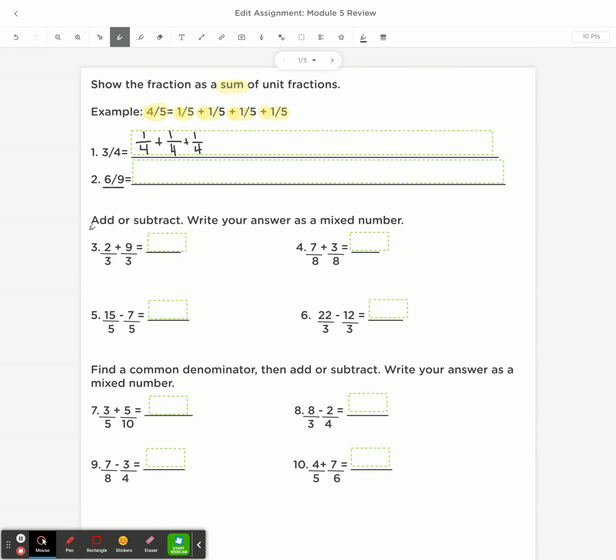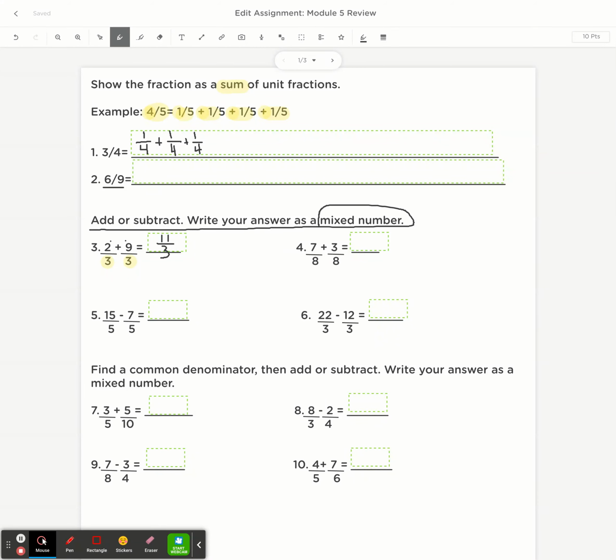Next section, the directions tell us to add or subtract and write your answer as a mixed number. So we will probably end up with an improper fraction, and we will have to change it to a mixed number. So I'm going to show you guys number 3, and then you guys will do 4, 5, and 6 on your own. So number 3, I'm going to check the denominators first, and I see that they both have the same denominator. So that means that my denominator is not going to change. It's going to stay as 3. And I'm just going to add my 2 numerators together. So 2 plus 9, which equals 11.